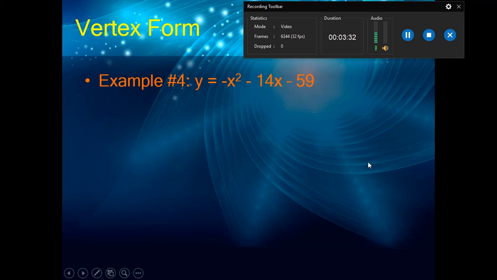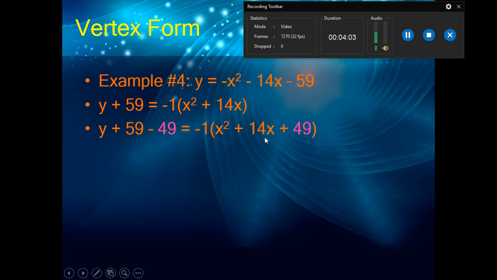In example number 4, we're going to start the same way. We're going to add 59 to both sides so that the quadratic and the linear term are by themselves. You'll also notice that the coefficient of x squared is -1. We really want this to be +1, so I'm going to remove a GCF of -1 from both the quadratic and linear terms. Now I'm going to move forward with the completing the square process.